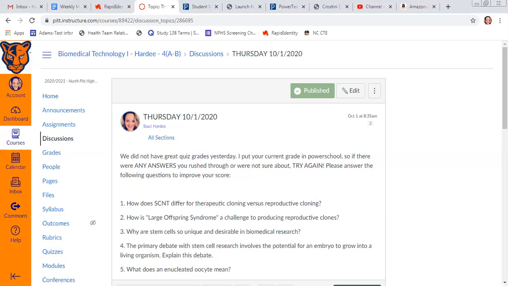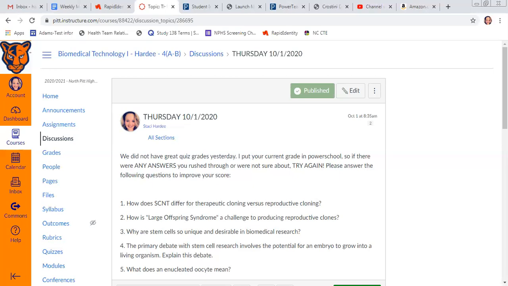The primary debate with stem cell research involves the potential for an embryo. And remember, an embryo is when the egg meets the sperm and they become fused together. Okay, so embryo. Why is there a debate for the potential for an embryo to grow into a living organism? So when we talk about stem cell research, you have to know why embryos are important for stem cell research. Why is there a debate? Who cares if we take the embryo apart? Okay, explain it to me. And then number five, straight vocabulary. What does an enucleated oocyte mean? Okay, so two vocabulary words there, enucleated and oocyte.